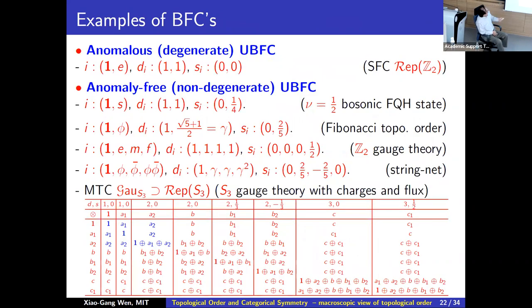Yeah. So here is some example. The simplest anomalous unitary braid fusion category is this: we have two particles, the trivial particle and the E particle. The E particle has a Z2 fusion: E and E become trivial, the quantum dimension is 1, and the topological spin is 0. They are bosons, so they carry no spin.